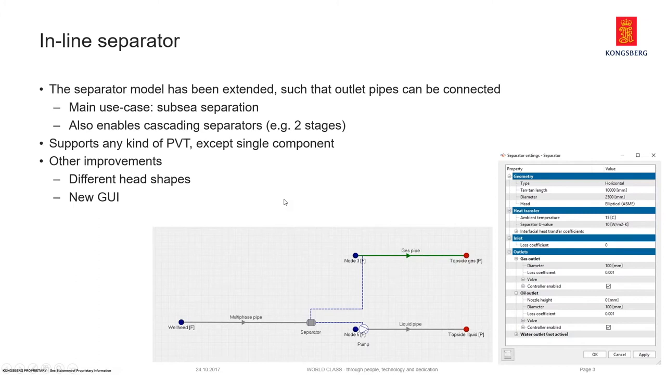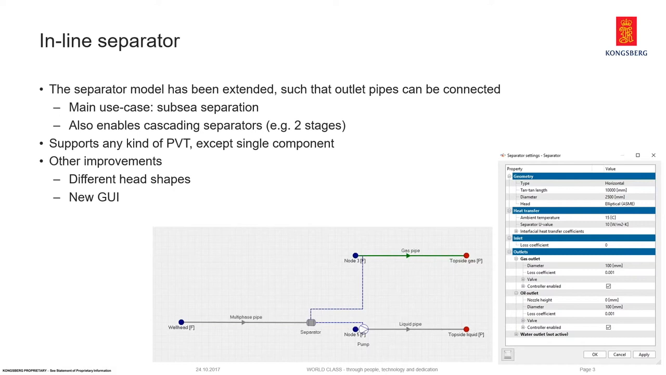We have changed the model. So right now it is possible to add outlet pipes, and the main use case for this is to do subsea separation, which we got a lot of requests from customers about. Also, we've implemented it in a way that is completely flexible, so it is also possible to use it for other cases, like for instance having a 2-stage separation. Now I'll show both of these examples in the demonstration afterwards as well.